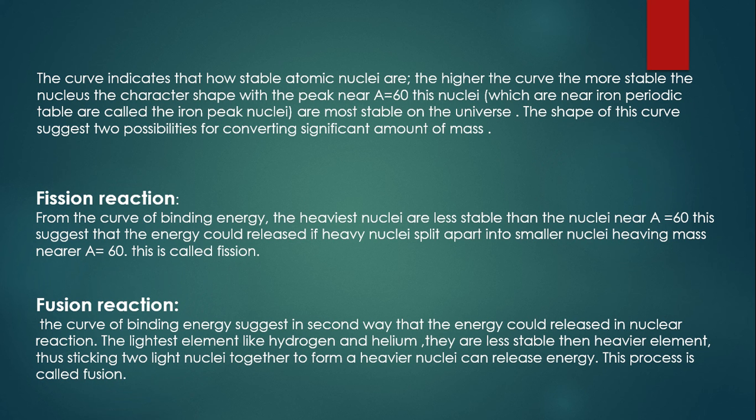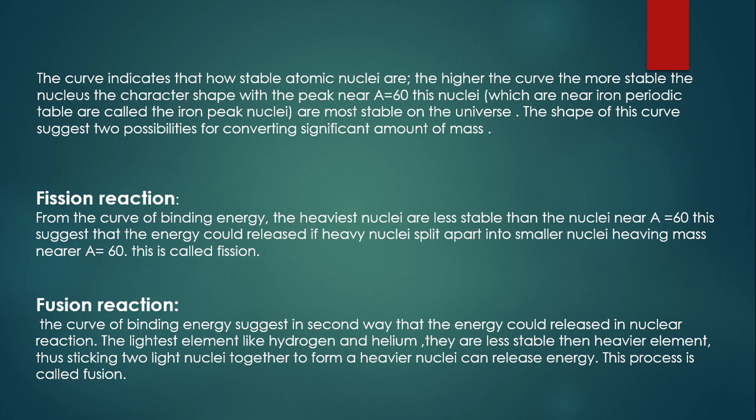The shape of this curve suggests two possibilities of converting a significant amount of mass: one is the fission reaction, and another is the fusion reaction. From the curve of binding energy, the heaviest nuclei are less stable than the nuclei near A = 60. This suggests that energy could be released if heavy nuclei split apart into smaller nuclei having mass nearer A = 60. This is called fission. That means in this reaction, more energy will be released if heavy nuclei divide into smaller nuclei.